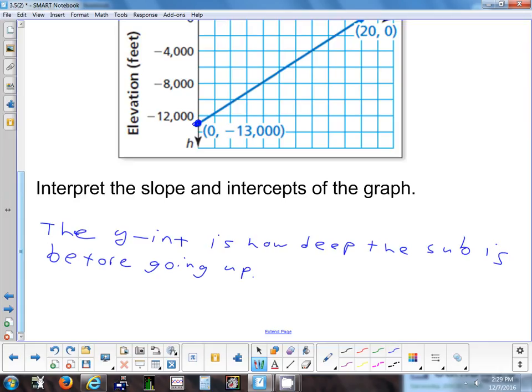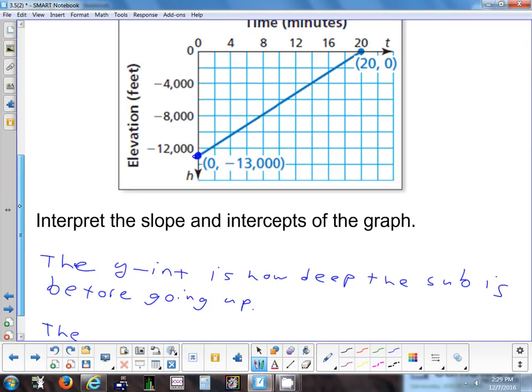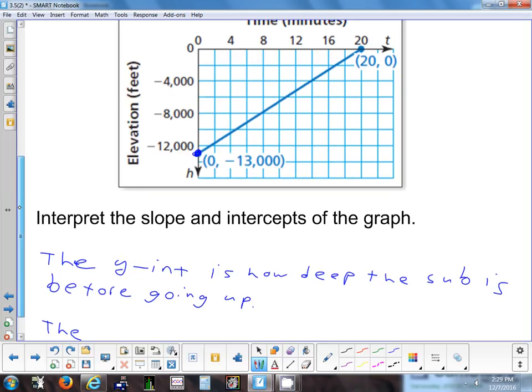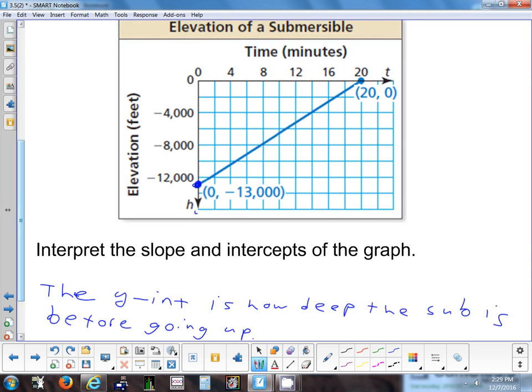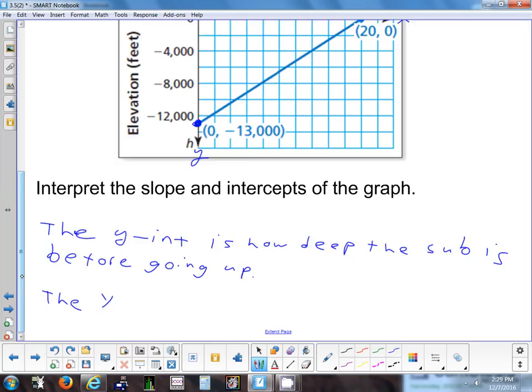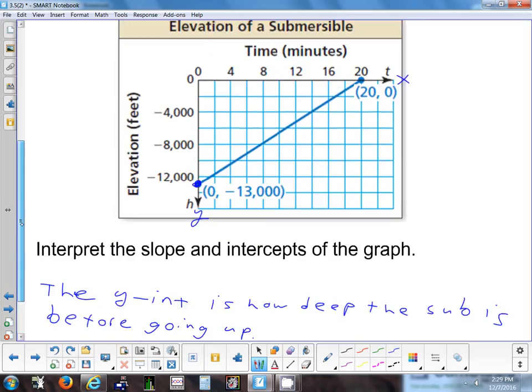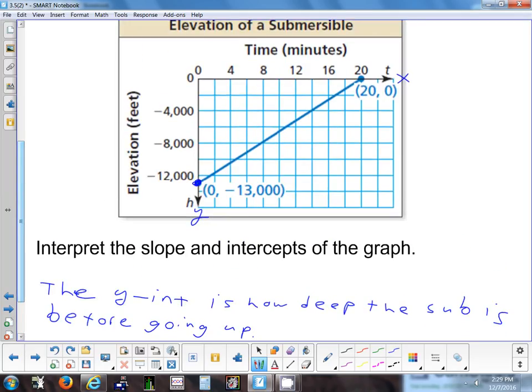Now we have a y-intercept. What's the other intercept we have, besides just the y? What's the other intercept besides the y-intercept? Yeah, there's an x-intercept here too. Okay? Remember, think of this as your y-axis. Think of this as your x-axis. The x-intercept is right here.